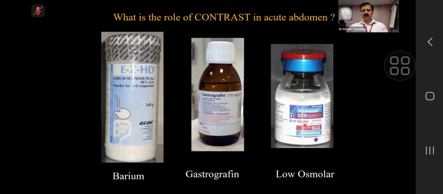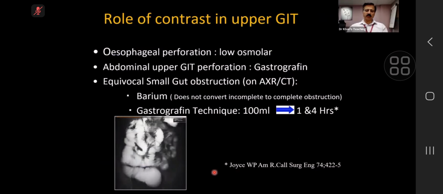Now, if you see here, this is Visipaque. There can be many, Omnipaque, etc. On some of them, if you see the words oral use written on them, they can be used intra-arterial, intravenous, as well as oral. Now, for upper abdominal GI perforations, you can use gastrografin.